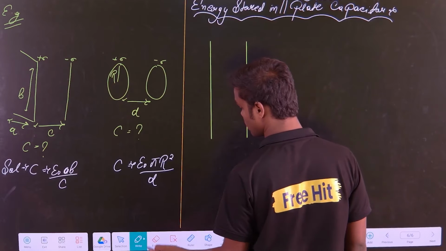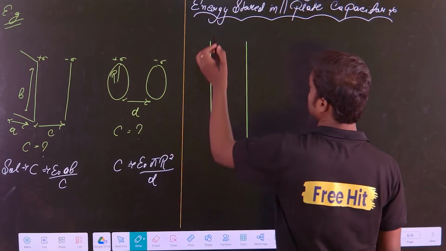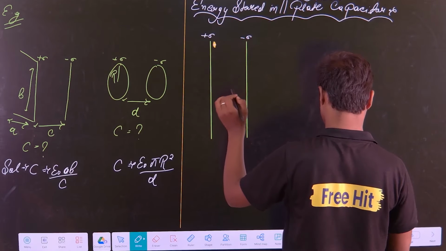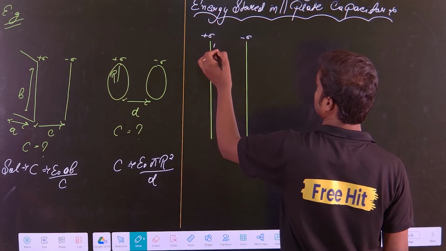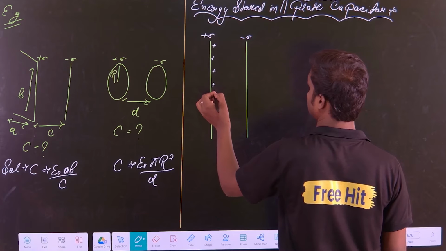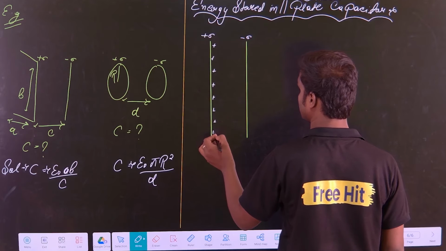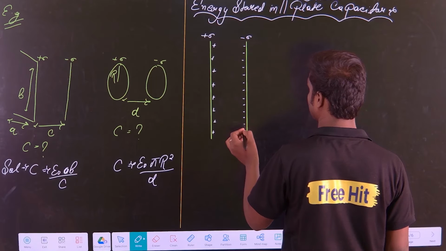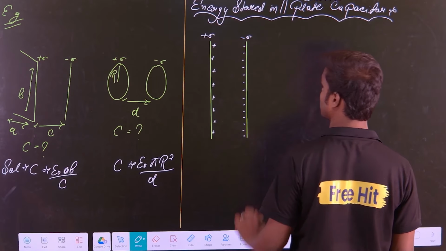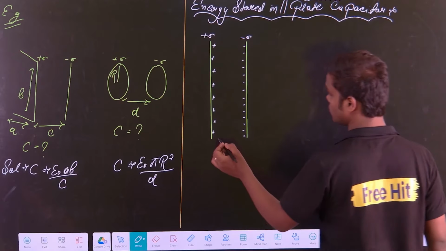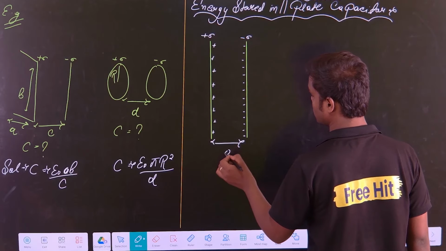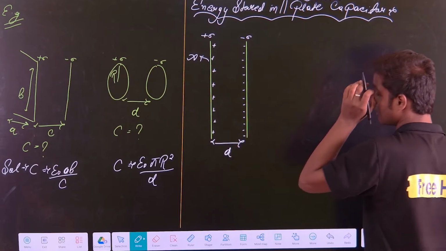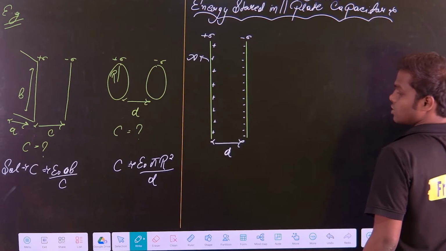Okay, so suppose this is my parallel plate capacitor, this is plus sigma and this is minus sigma, correct? So suppose this is how the charge is given to the surface, clear? And suppose the distance is d, area obviously A, everything is given, okay? So the question is how much energy is stored.